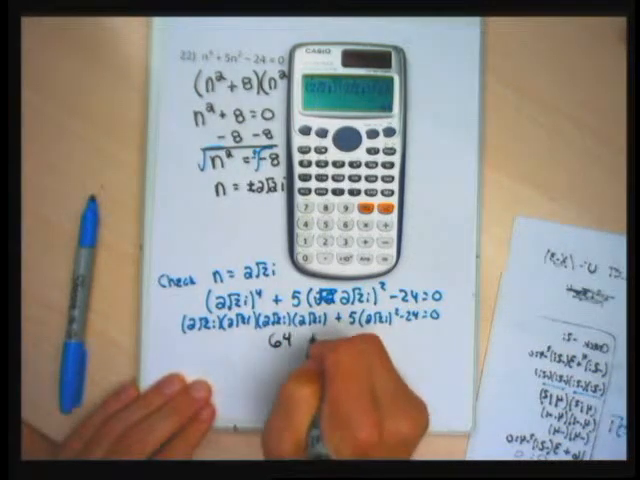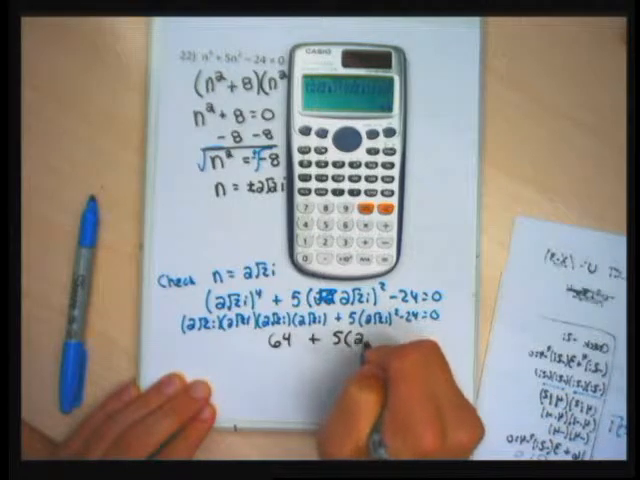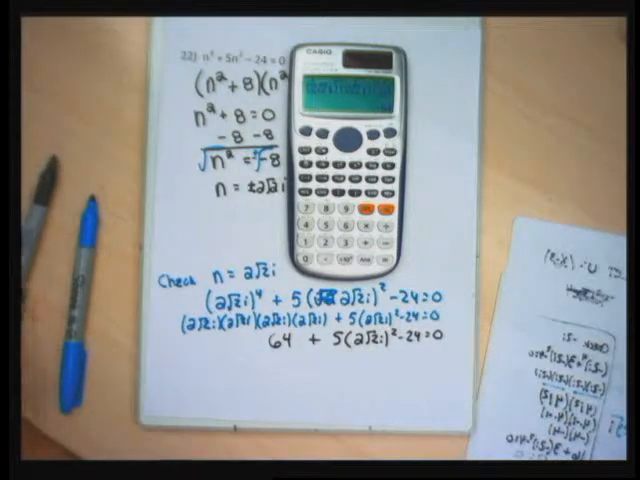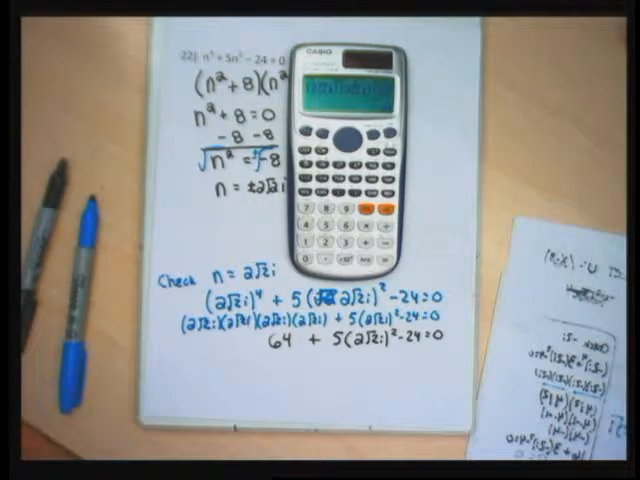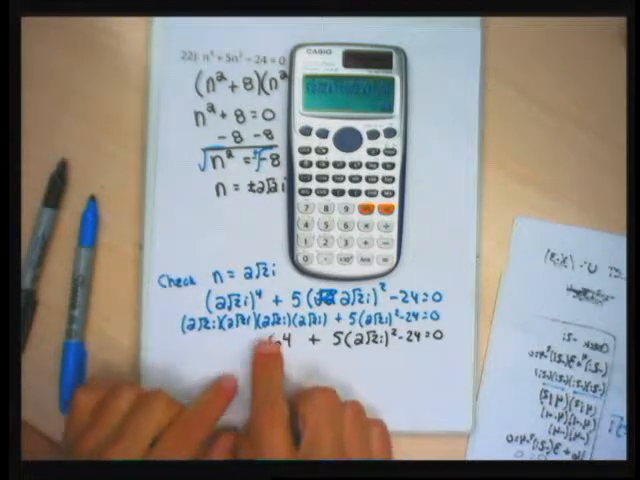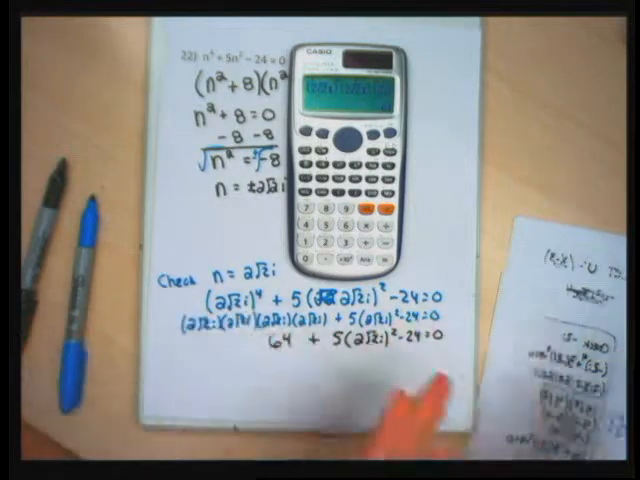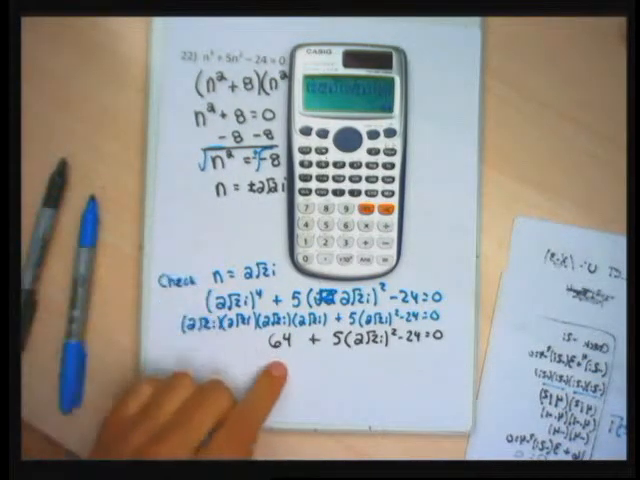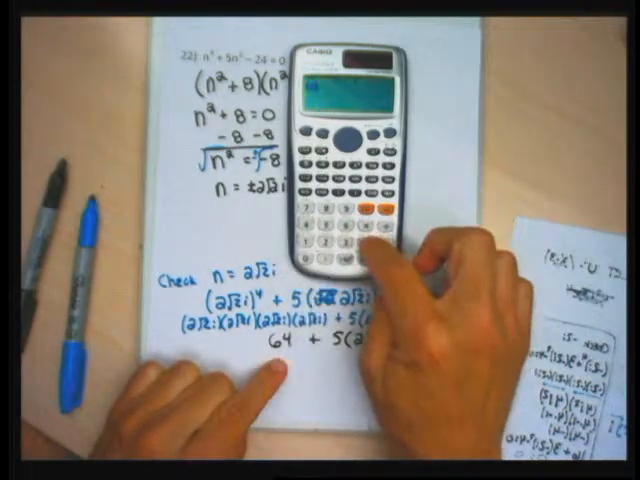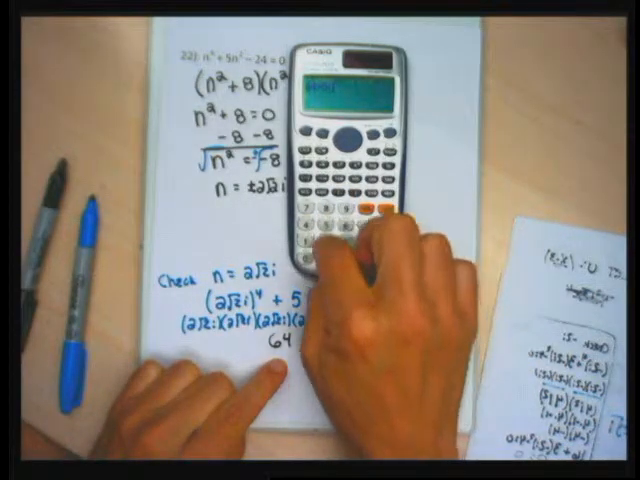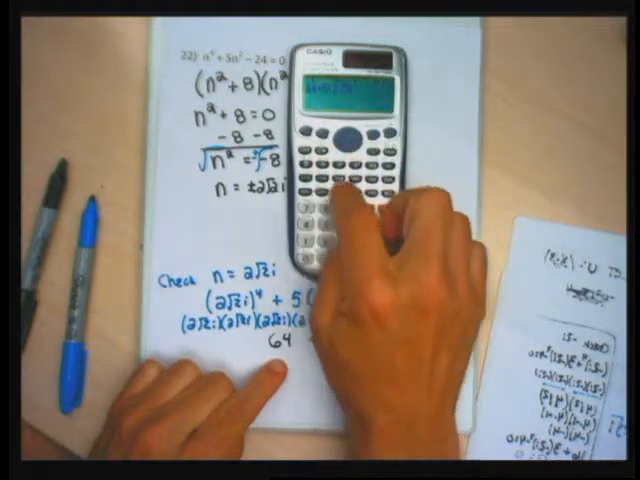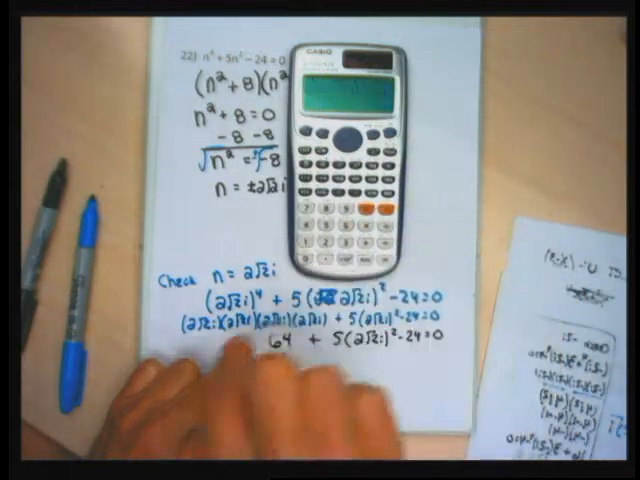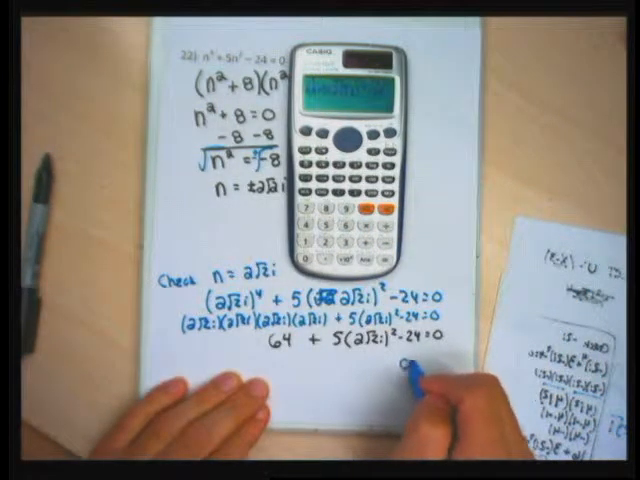So rather than getting this insanely long line, I'm going to enter that on my calculator. So I did this part on my calculator. I could have just continued entering, but it's going to get so long I'm worried I was going to make a mistake. So that 2 times square root of 2i to the 4th is 64. Now I'm going to go 64 plus 5 parentheses 2 square root of 2i squared minus 24. And that gives me 0 equal to 0.